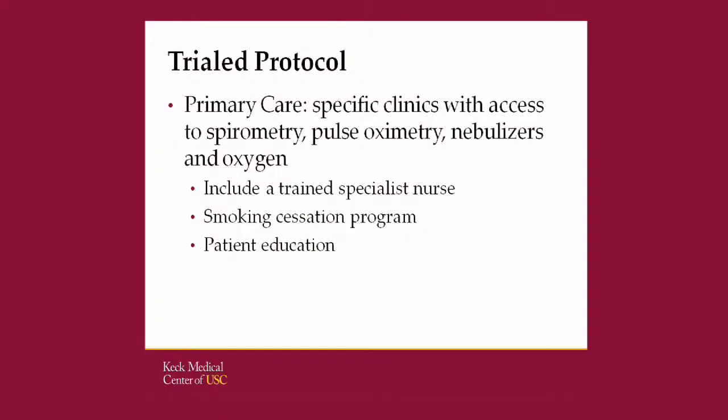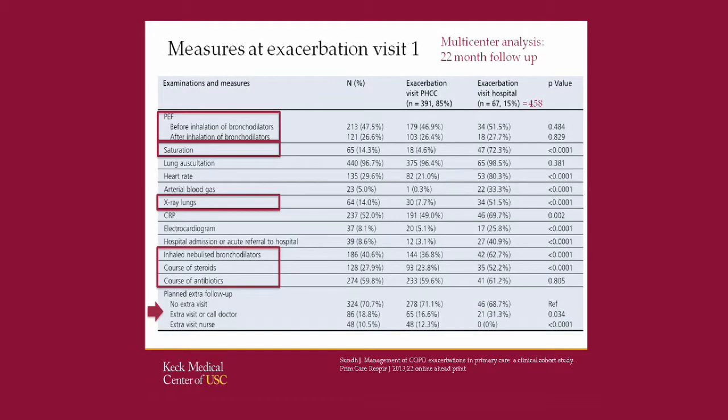So there was a trial protocol out in the UK in primary care, with specific clinics having access to spirometry, pulse oximetry, nebulizers, and oxygen. It included a trained specialized nurse, a smoking cessation program, and patient education. It was a multi-center analysis with a 22-month follow-up of 458 patients with exacerbations at the ER or at the hospital. And they ended up getting all the treatments that they needed to get.